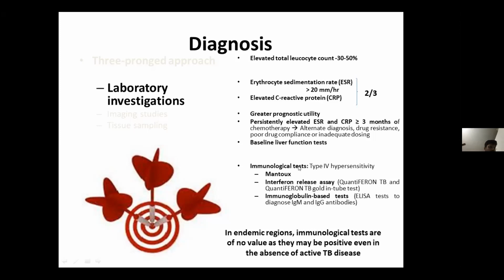Apart from this, there are the immunological tests, which rely on the type 4 hypersensitivity reaction to the tubercular antigens. A Mantoux test, all of us are aware, is a skin test to the tuberculin antigen. The QuantiFERON assay or the interferon assay is again an ELISA-based test to identify the interferon gamma against tuberculosis, and a direct ELISA test to diagnose the IgM and IgG antibodies against tubercular antigens.